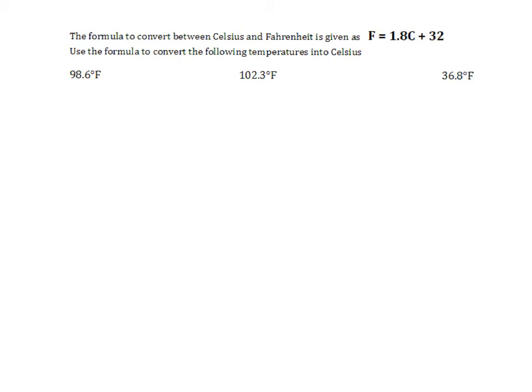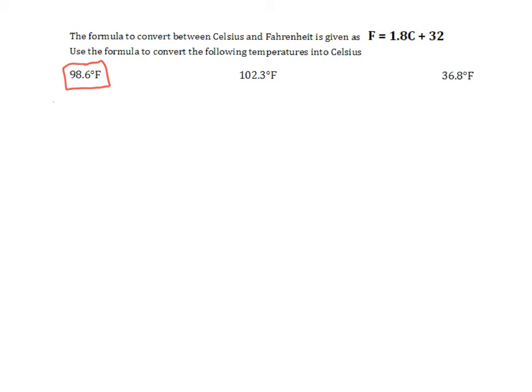So what we want to do is to use this formula. This is the equation that allows us to convert from one temperature to the other. We want to find the Celsius temperature for 98.6 degrees Fahrenheit, 102.3 degrees Fahrenheit, and 36.8. These first three examples are a review. So what can I do? If I know what F is equal to, 98.6 degrees is F. That is the temperature in Fahrenheit.